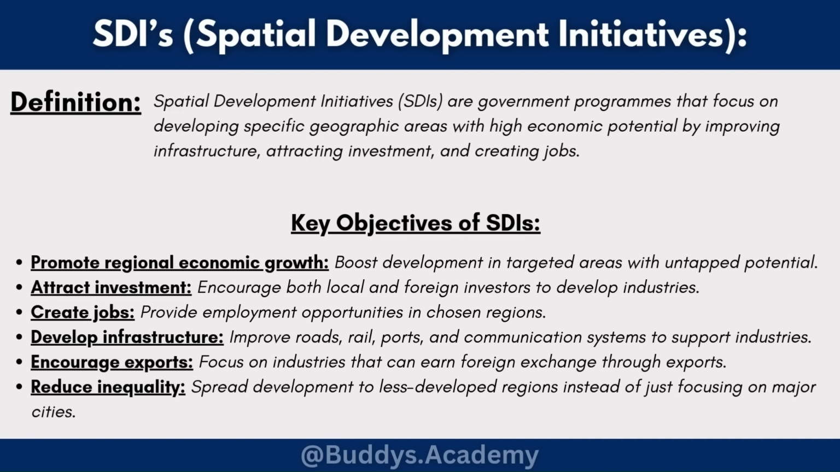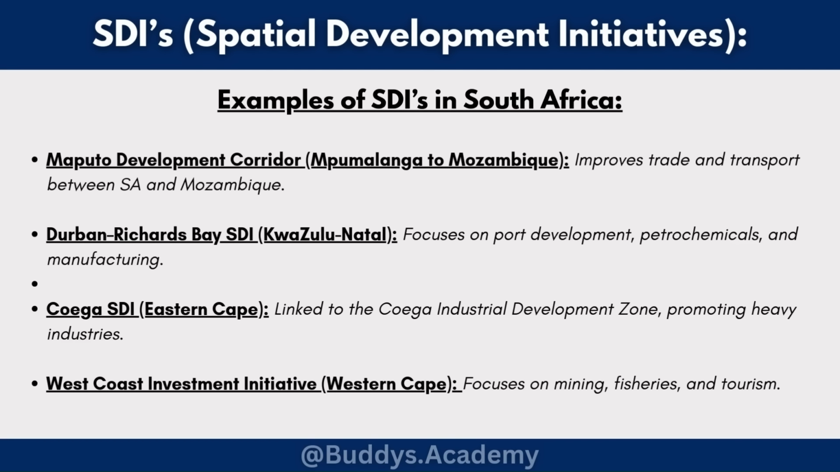Another objective would be to encourage exports, and that's going to focus on industries that can earn foreign exchange through exports. And you're going to have your reduced inequality, which is going to spread development to your less developed regions instead of just focusing on major cities. And here's an example of some SDIs in South Africa.